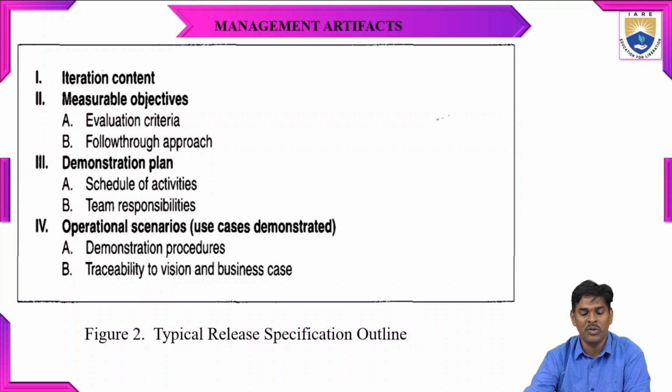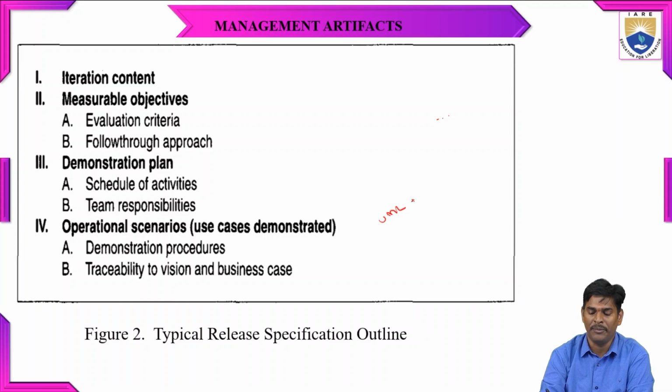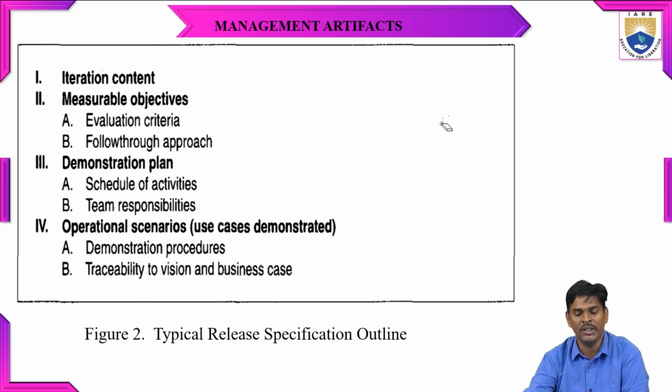And the next one is demonstration plan. So when they're going to develop the software, the demonstration is very important. And also they need to check the schedule of activities and team responsibility. And the final one is operational scenarios. So here they're going to check use case demonstration by using the UML. Okay, so here they're going to use the demonstration procedures and traceability to vision and business case. So this is the release specification outline.